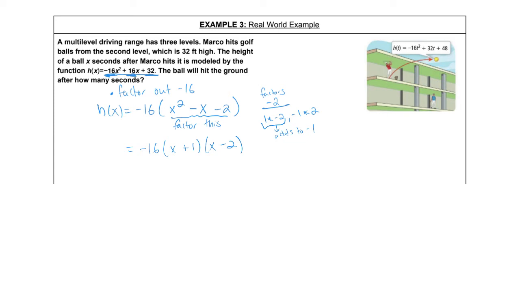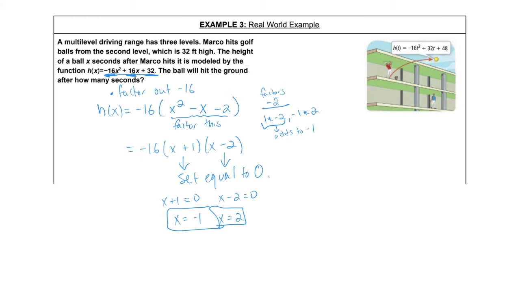Now we want to solve for them, so set equal to 0. So x plus 1 equals 0 and x minus 2 equals 0. We get x equals negative 1 and x equals 2.